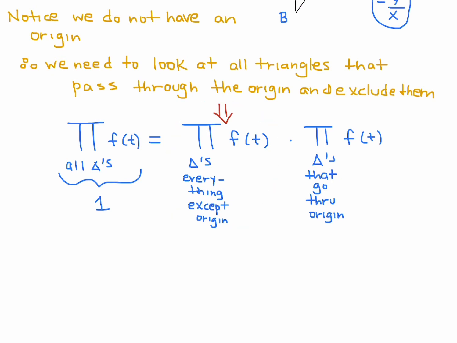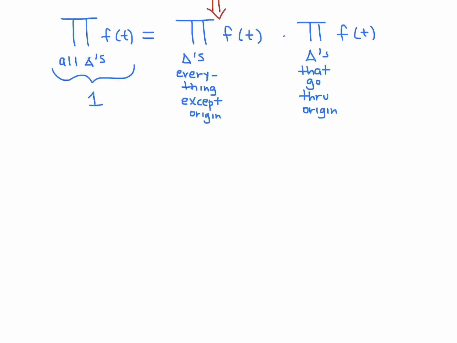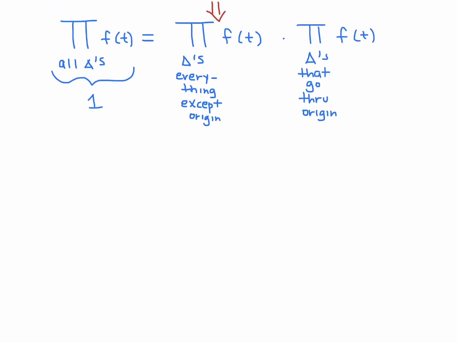All right? So I hope that makes sense. And this is completely and absolutely layman's terms notation. No mathematician would write it this way, but I want to explain it to you. So now I have to concentrate on this right here. I have to look at all the triangles that go through the origin and calculate f at t, and then multiply them. Okay, so here we go. That's where we need a diagram.